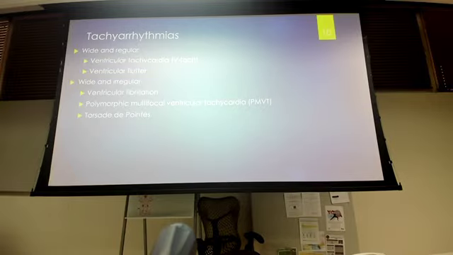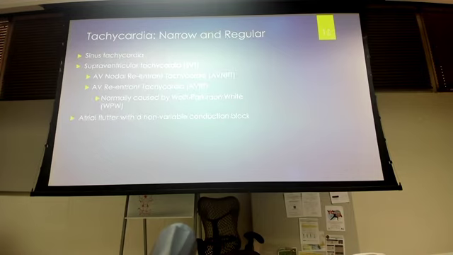We have something called polymorphic V-tach, where it's still a form of V-tach, a super fast form. Or we also have something called torsades de pointes. You've got to differentiate between fast and slow, narrow and wide, regular and irregular.